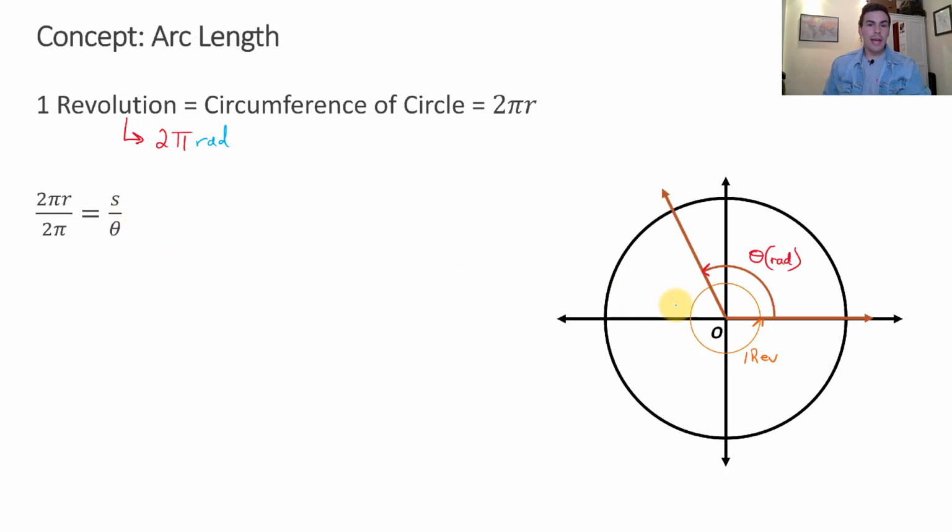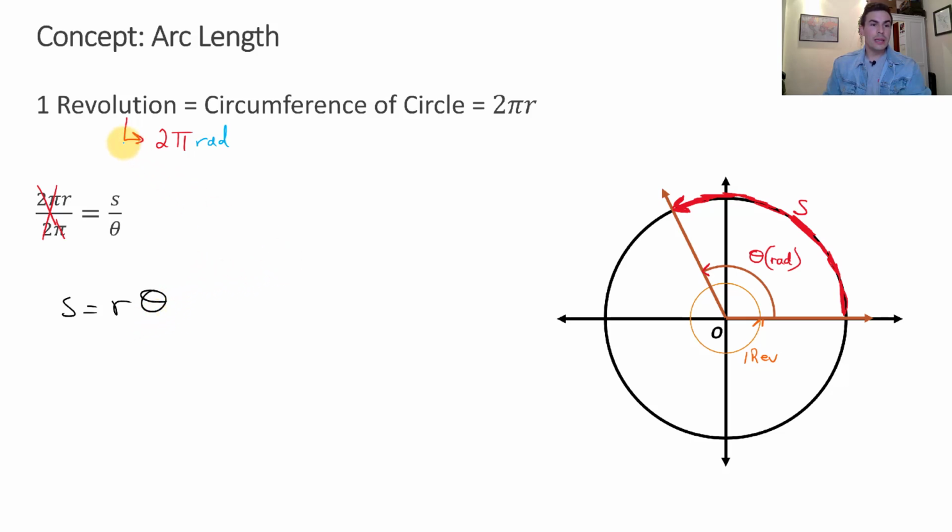What does that mean? If I have this angle theta in radians, this arc length, which we call S, has the same ratio, S to theta, as we have 2 pi r over 2 pi. This is an important concept to understand because this is how we get our equation for arc length. If I solve this for S, the 2 pi over 2 pi cancel out, and now I have S is equal to r theta.